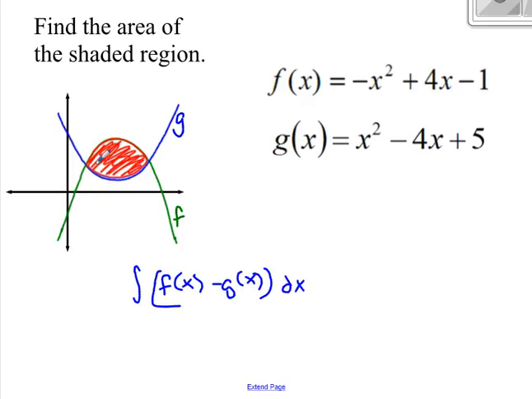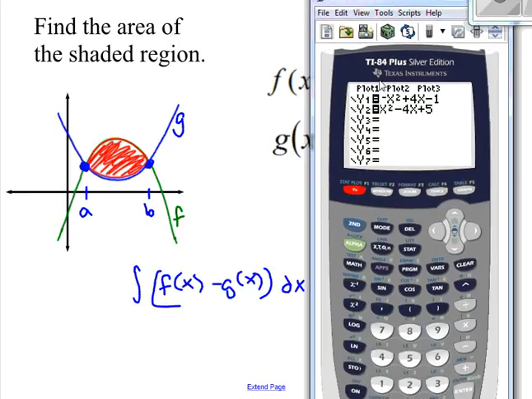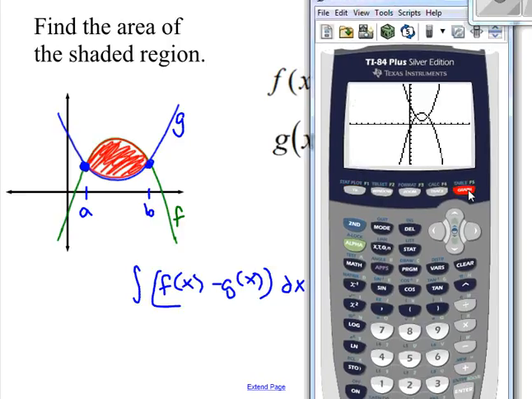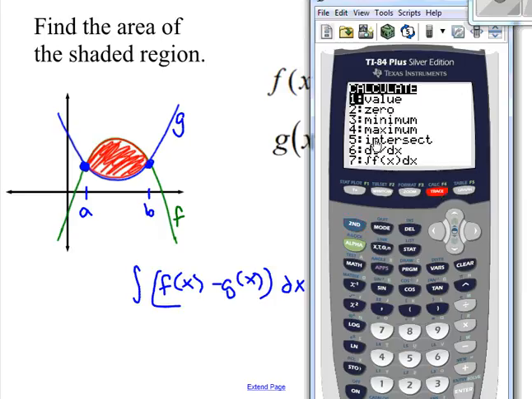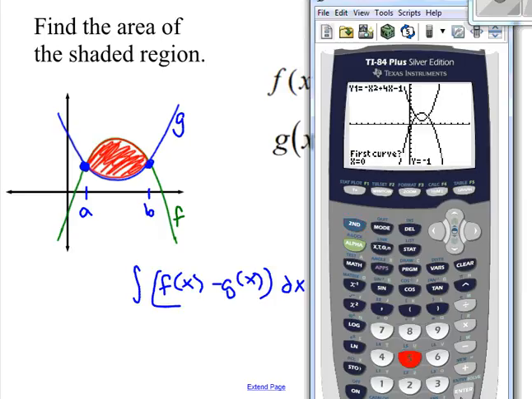The problem is it's not obvious where do I start? This is my A, and where do I end? This is my B. Now, while we could do this one algebraically, we're going to do it on our calculator. I've already got the two functions sitting in here in Y equals. And so I'm going to go ahead and hit graph. And I can then go to second, trace, and I have this option intersect. So I'm going to go to 5, and I'm going to just get near one of them. So I'm going to press enter three times. And that's at 1, 2.